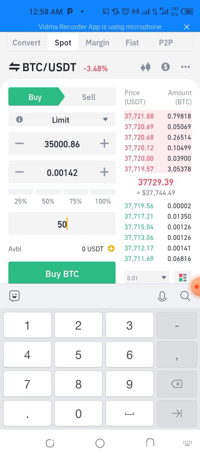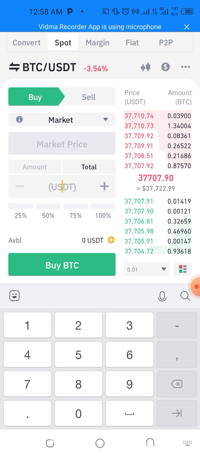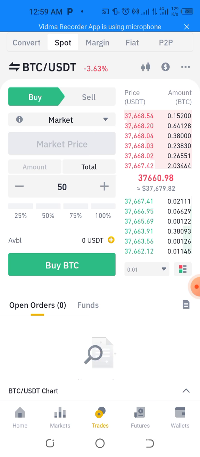Okay, but if you want to buy it at the market price, the current market price for BTC is $37,000, right? So you just put the amount of USDT you want to use. Remember, you bought USDT from someone who has their USDT in their wallet. So let's say you want to use 50 USDT now. You use this amount of USDT to buy BTC with this current price.